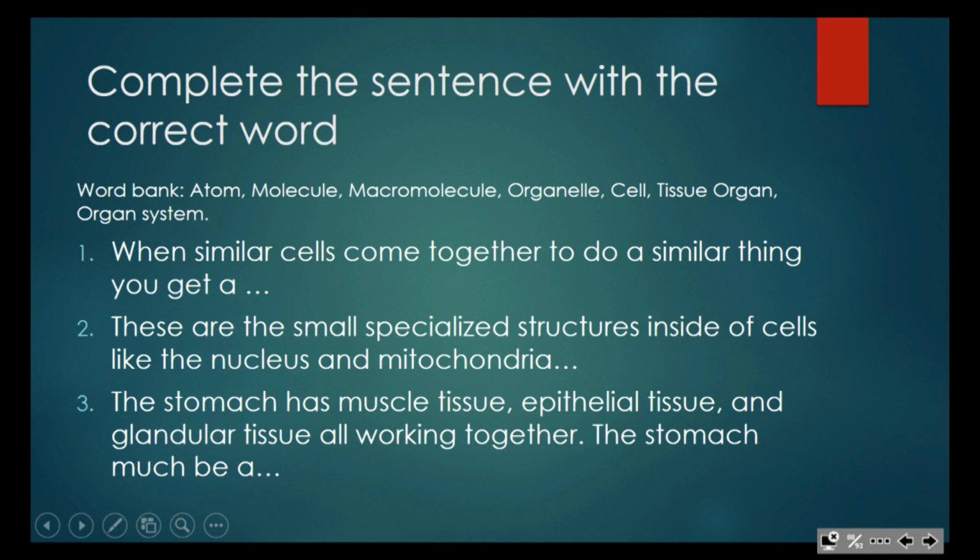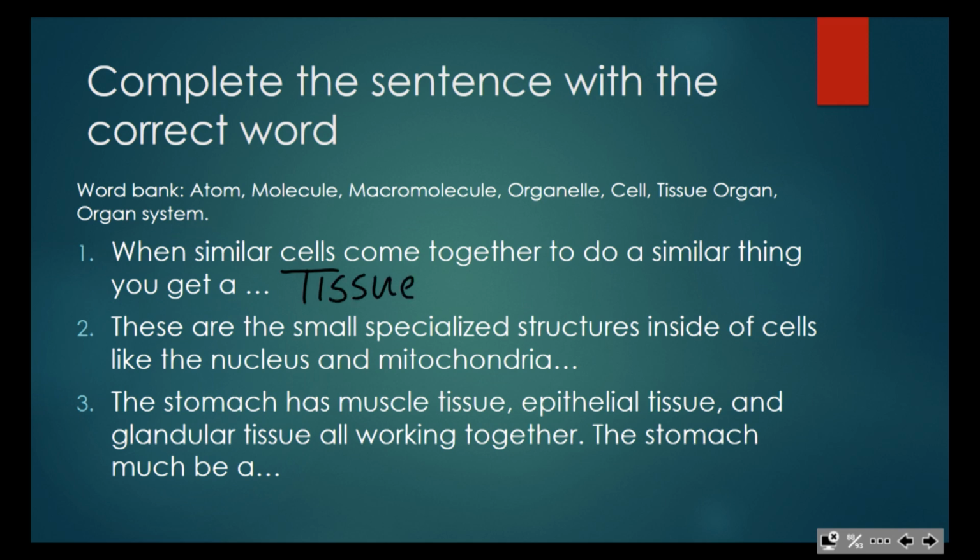All right, let's check those answers. Let's see what y'all came up with. So number 1 says, when similar cells come together to do a similar job, you get a what? That's right, a similar cell is doing a similar job. This is going to be called a tissue. I just like to think of tissues as a team of cells, okay?